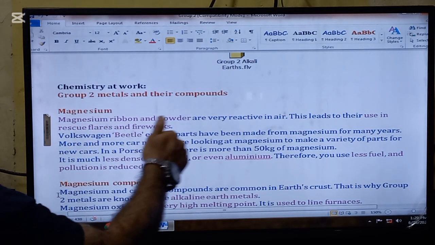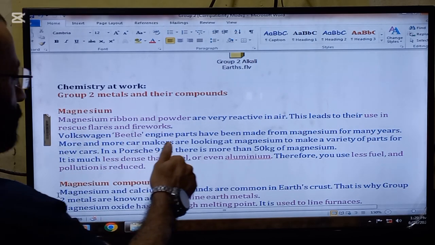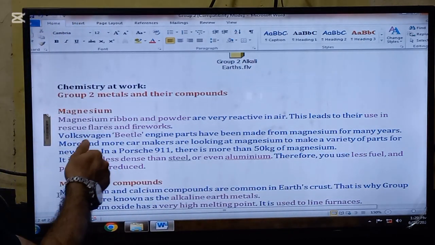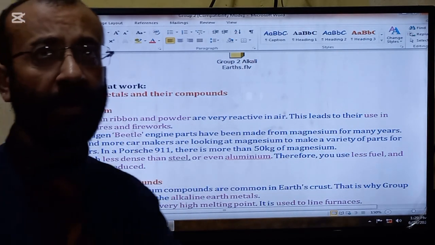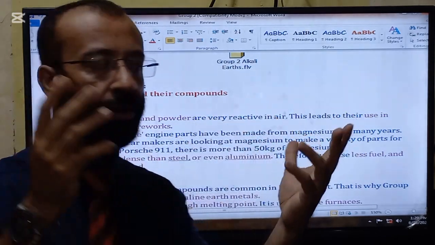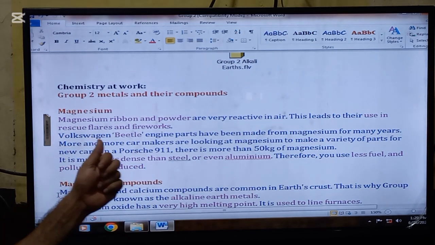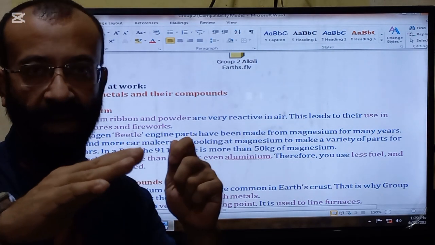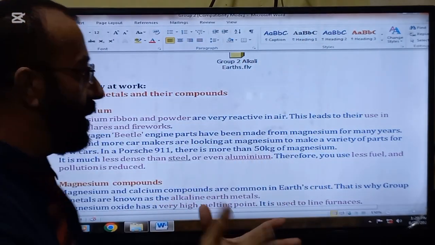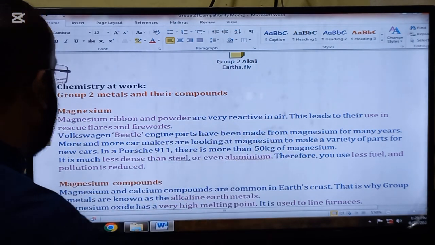So, group 2 metals and their compounds. First we are going to read magnesium. Magnesium ribbon and powder are very reactive in air. This leads to their use in rescue flares and fireworks. As you see in the air, the fireworks normally explode, and they are also used as a rescue flare. The rescue flares burn very easily because magnesium ribbon and powder are very reactive in air.